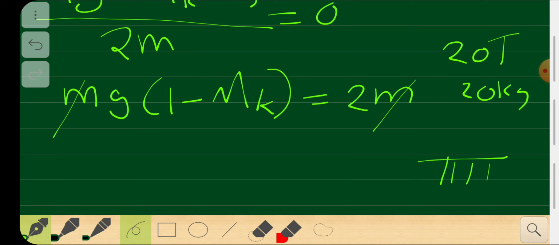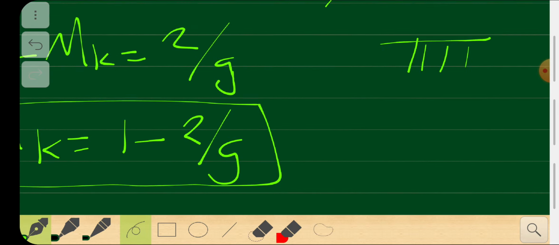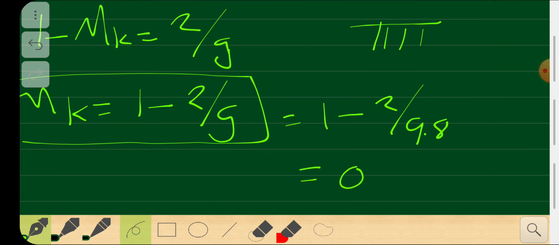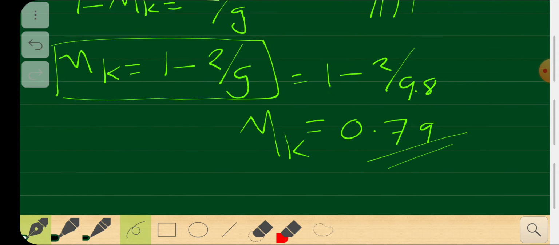So you can see that if you solve this, 1 minus mu k must be equal to 2 by g. So mu k is equal to 1 minus 2 by g. If you solve this, you get 1 minus 2 by 9.8, so you get something like 0.79, or about 0.8. So this is the minimum frictional coefficient required to hold two weights in place.